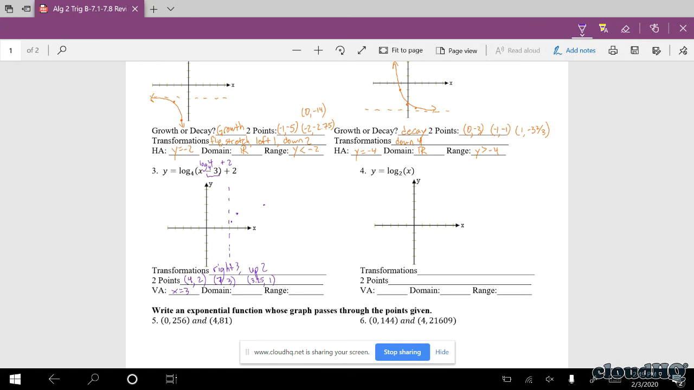And so we can go ahead and give our graph the domain. It has to be to the right of that 3. So x is greater than 3. Your range is all real numbers.